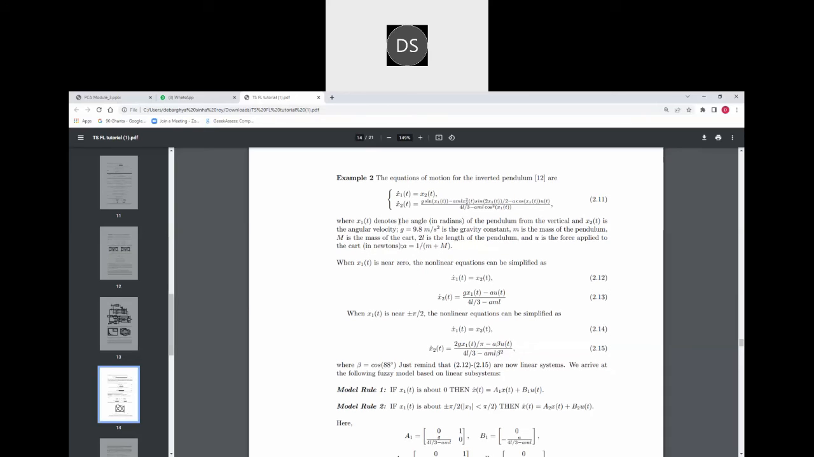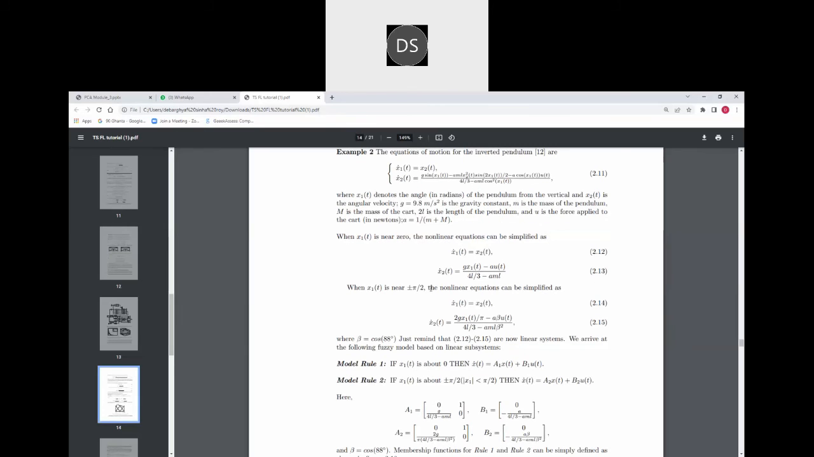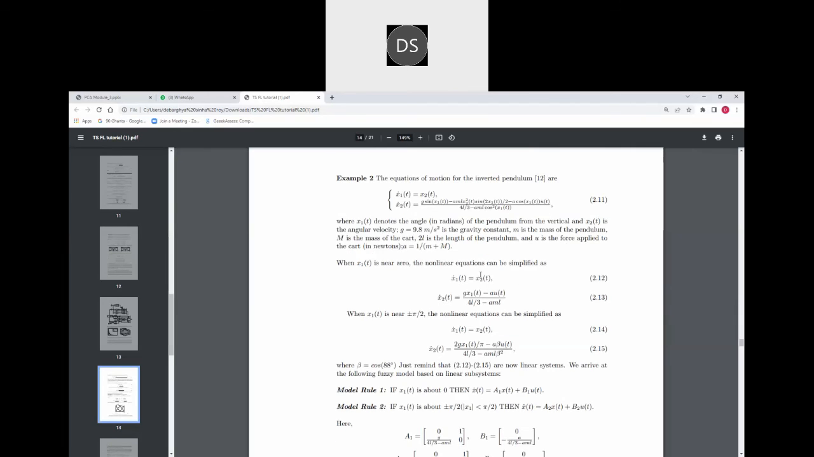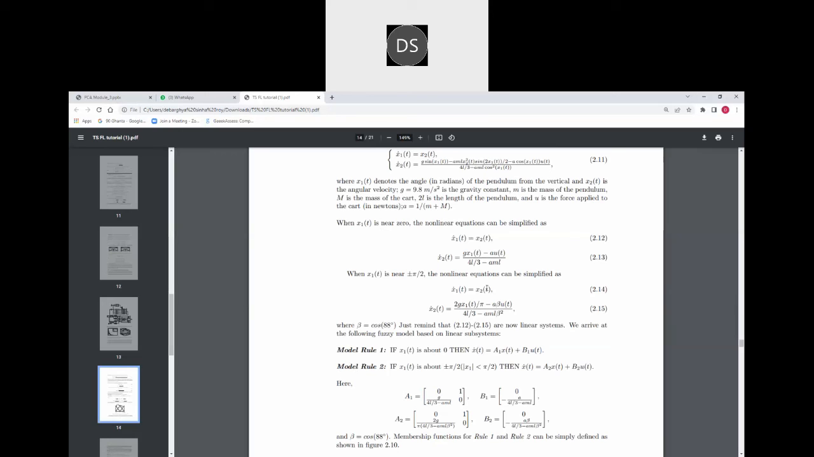When x1 is around 0, like the angle is 0, the nonlinear equations can be simplified to x1 dot is equal to x2, and x2 dot is equal to g x1 minus a u by 4L by 3 by a m. We can see that after that approximation, when x is near 0, the system becomes linear. Similarly, when x is near plus minus pi by 2, we again substitute pi by 2 here, and see that here also both the systems are linear.